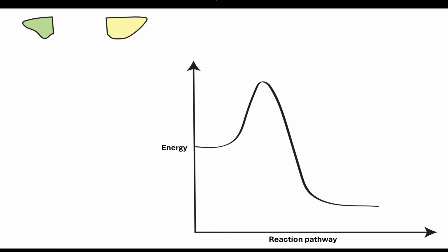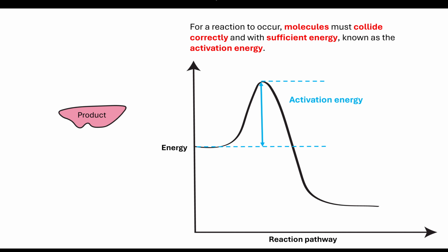Well, what we need to understand is that for a chemical reaction to occur, those molecules must collide in the correct way and with sufficient energy. Now, this is what's known as the activation energy, because it's what's needed to start the reaction, to activate it to happen. So what we end up with is our reactants are then converted into the product if that activation energy is reached. If it's not, then the reaction does not occur.